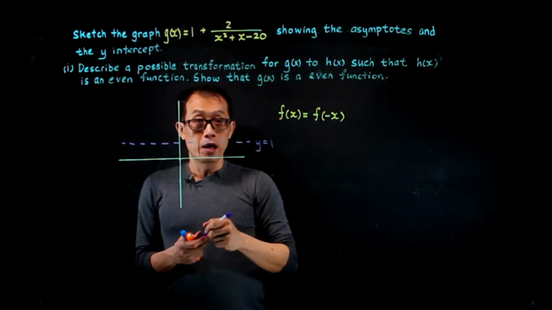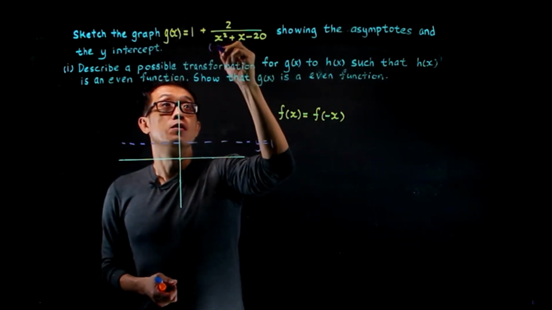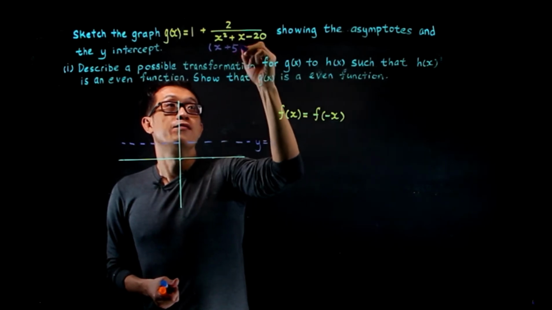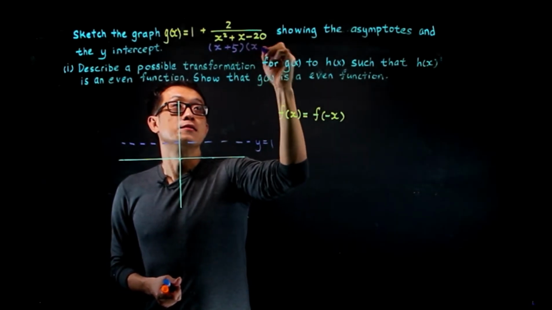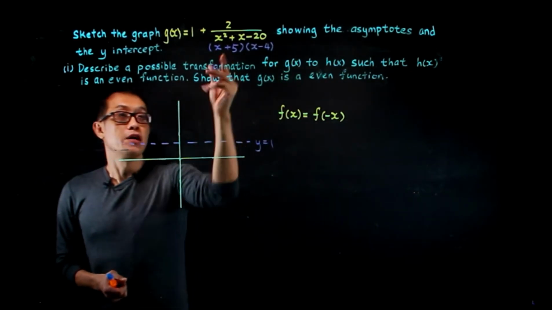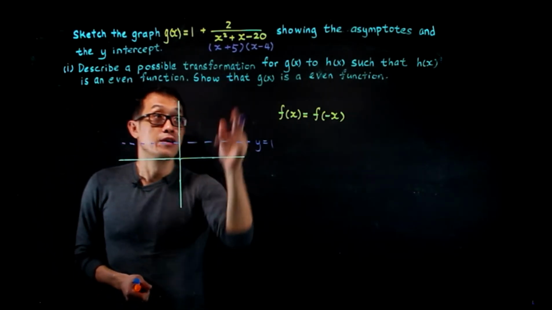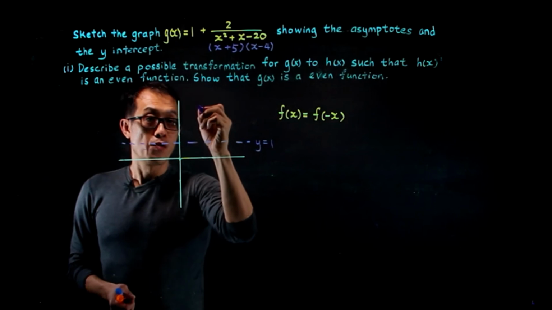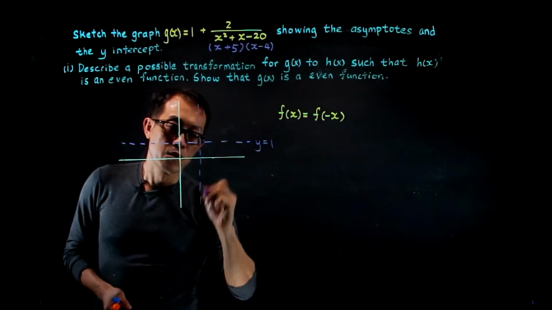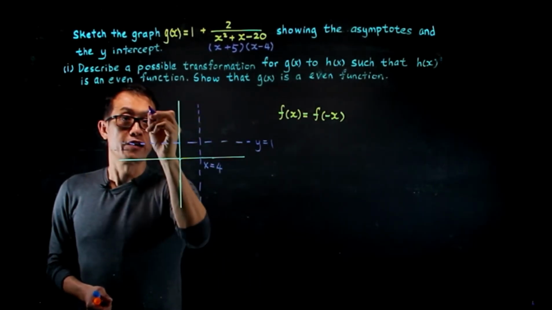Now, x squared plus x minus 20. This one can be factorized into x plus 5 and x minus 4. So you have a vertical asymptote at x equals minus 5 and x equals 4. Let's say this is x equals 4 and x equals minus 5.